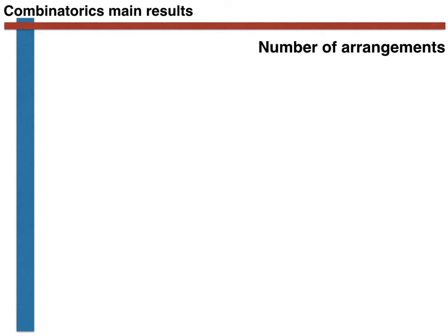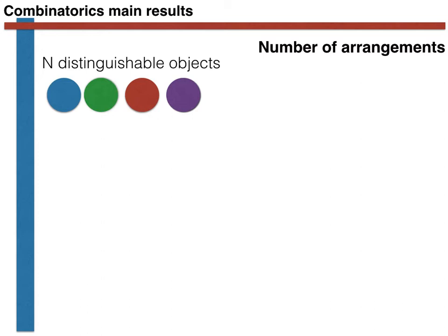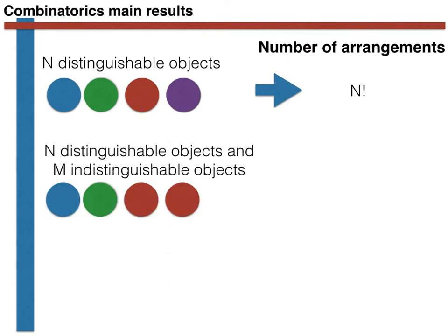The first of these results is that if we have n distinguishable objects, like these 4 differently colored balls, then there are exactly n factorial arrangements that they can have. In contrast, if we have n distinguishable objects and m indistinguishable objects, for example, if we have a blue and a green circle that can be distinguished and 2 red circles that cannot be distinguished, then there are exactly (n plus m) factorial divided by m factorial arrangements that we can place these objects in.